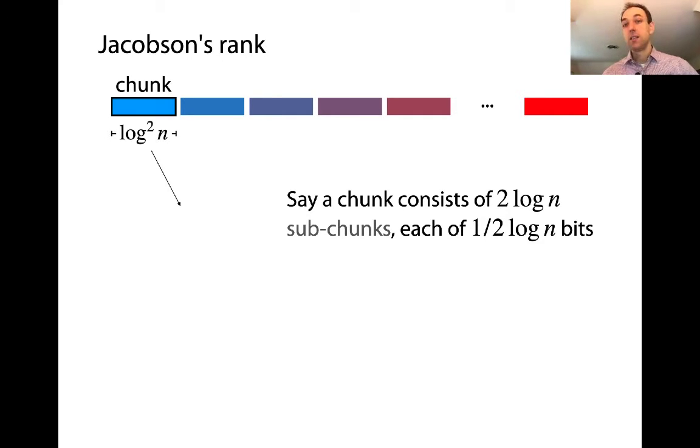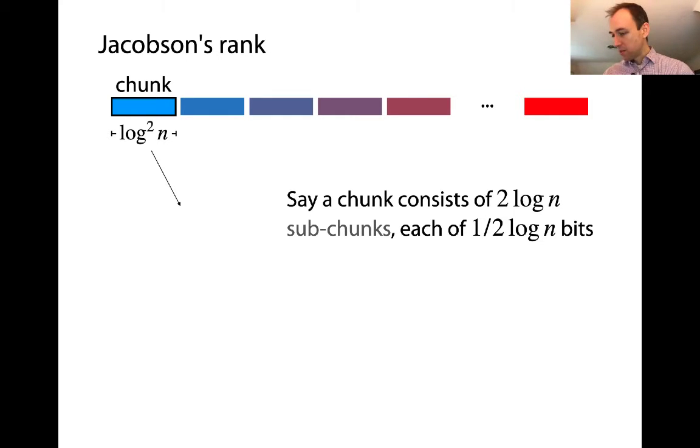And now we're going to take the chunks and divide them into subchunks. And how many bits are there going to be in each subchunk? There are going to be 1/2 log n bits in each subchunk. So if this is the number of bits per subchunk, then this is the number of subchunks, and you multiply the two, and you get log squared n, which is the size of a chunk.